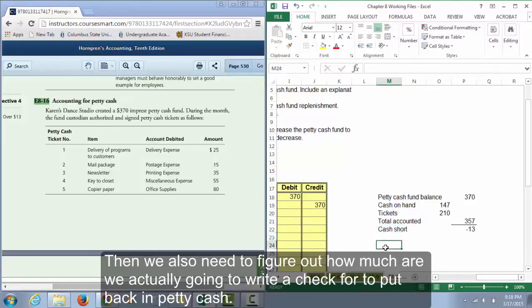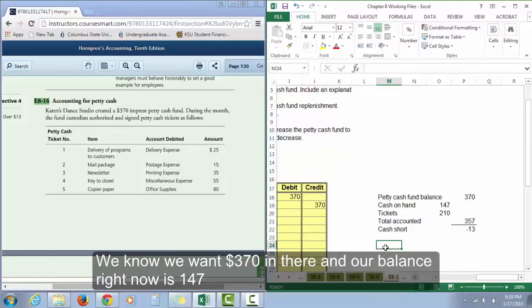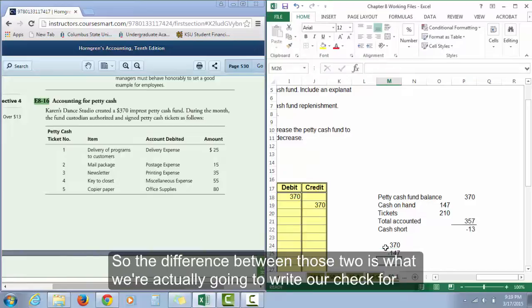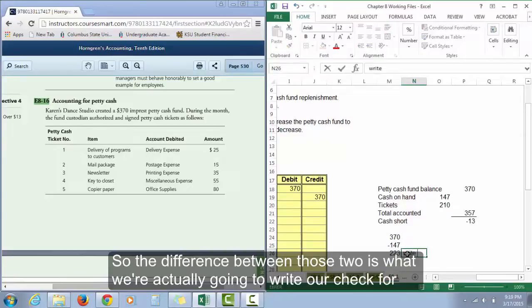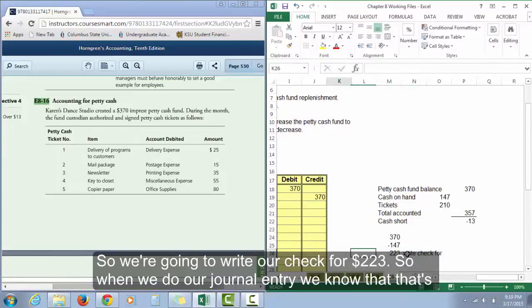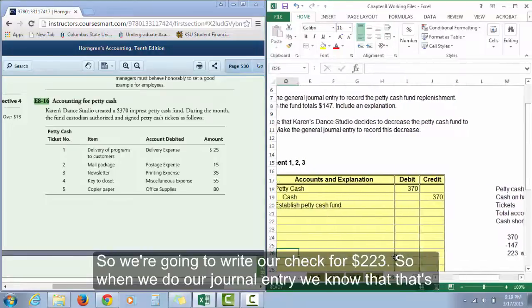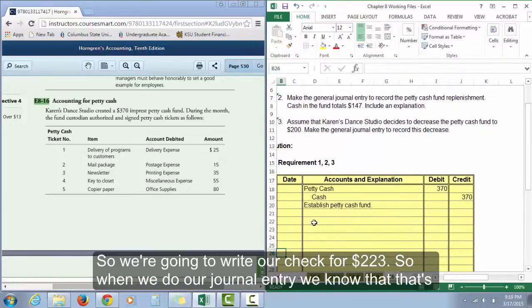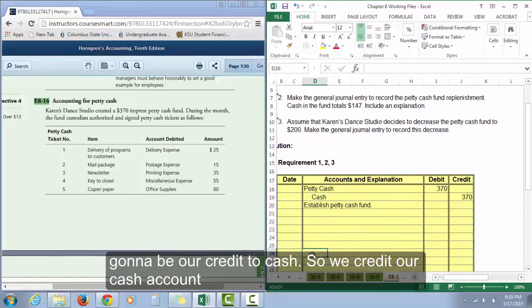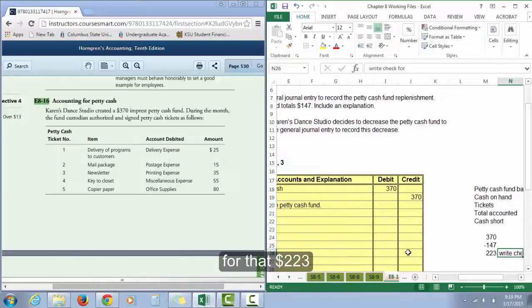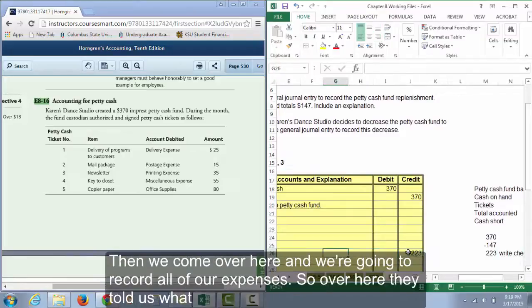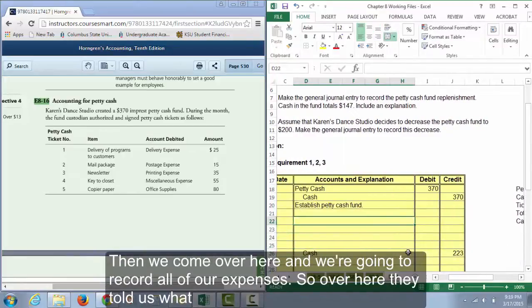All right, then we also need to figure out, well, how much are we actually going to write a check for to put back into petty cash? Well, we know we want $370 in there, and our balance right now is $147. So the difference between those two is what we're actually going to write our check for. Okay, so we're going to write our check for $223. So when we come over here and do our journal entry, we know that that's going to be our credit to cash. So we're going to credit our cash account for that $223.